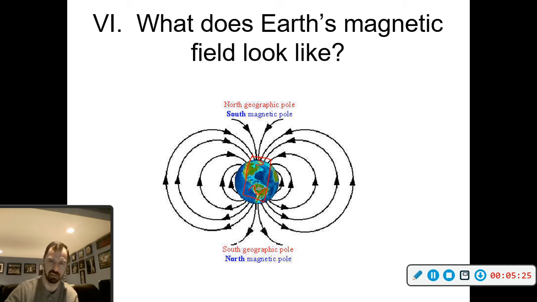Okay, you notice it says the North Geographic Pole is a South Magnetic Pole, and the South Geographic Pole is a North Magnetic Pole. Opposites attract, so once again, that's why our north needle points up towards the North Pole.